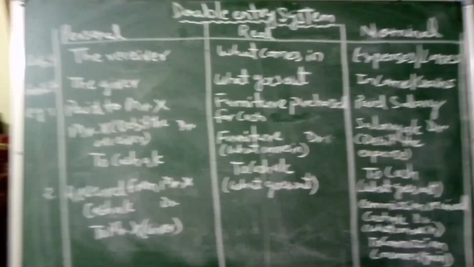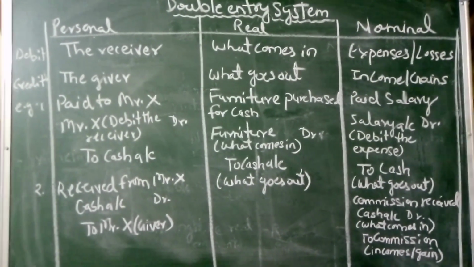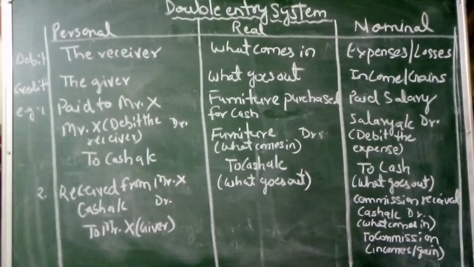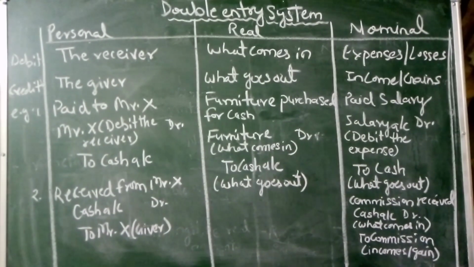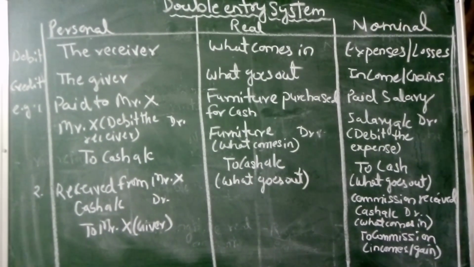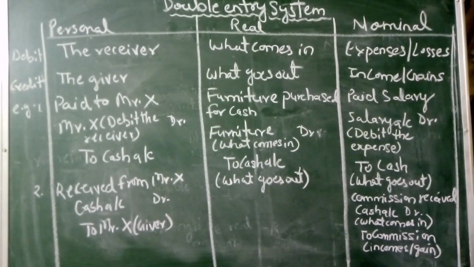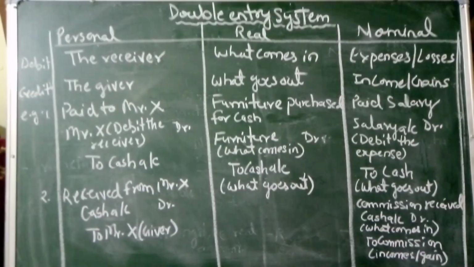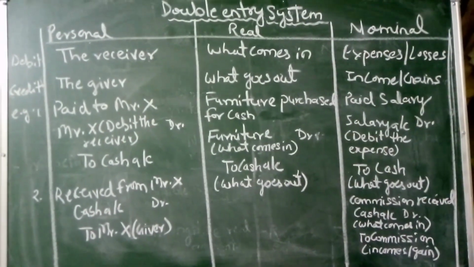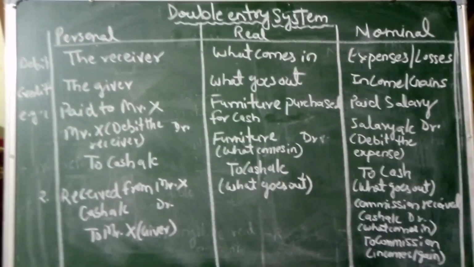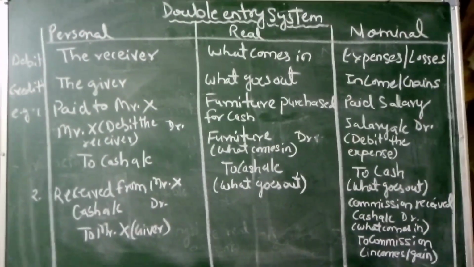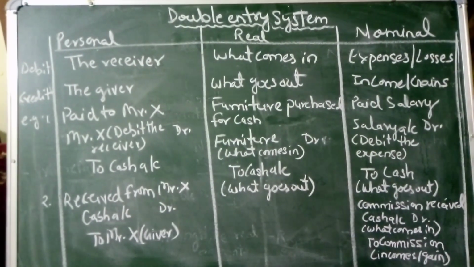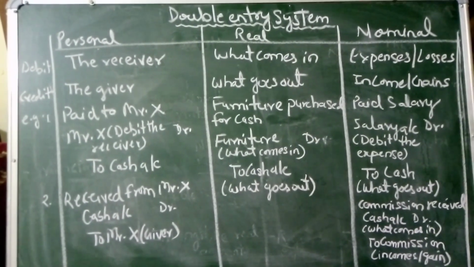These debit and credit which I have written: in personal, the debit should be the receiver, credit should be the giver. Real, what comes in should be debited, what goes out should be credited. Nominal, expenses and losses should be debited and incomes and gains should be credited. These are called golden rules in double entry system. These are the golden rules of accounting which you must know and you must learn. Based on this, all the questions will be practiced under the lesson journal where you have to pass entries.